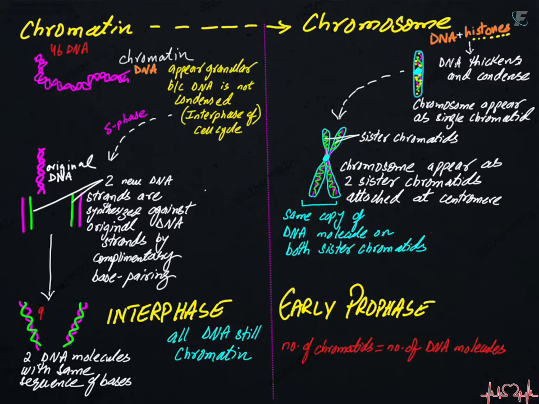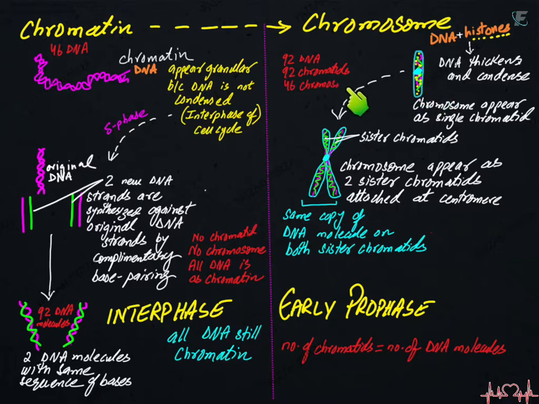So if we are discussing a human cell, when the cell is in interphase, initially it is having just 46 DNA molecules. After replication, the DNA molecules become 92. These 92 DNA molecules in interphase are not in the form of chromatid or chromosome as yet. All 92 DNA molecules exist as chromatin only. Now come early prophase. Again, 92 DNA molecules, they are as 92 chromatids on 46 chromosomes. And this is when early prophase begins.